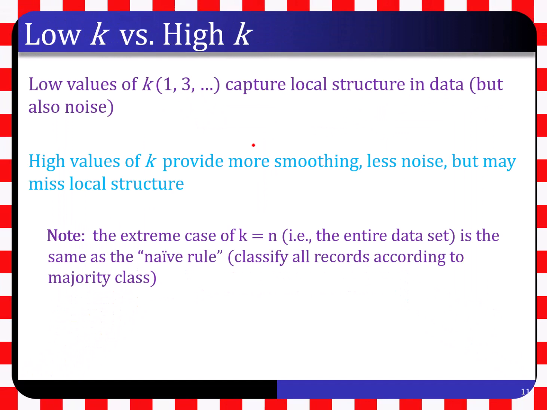Okay, so what happens if K is low? What happens if K is high? Low values of K capture local structure in data, but also too much noise. High values of K provide more smoothing, less noise, but miss local structure.